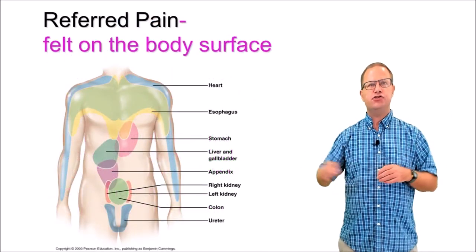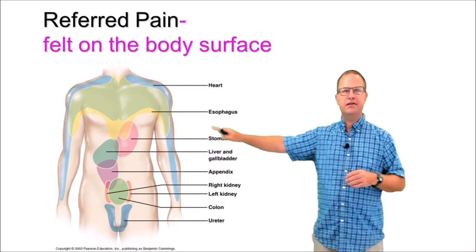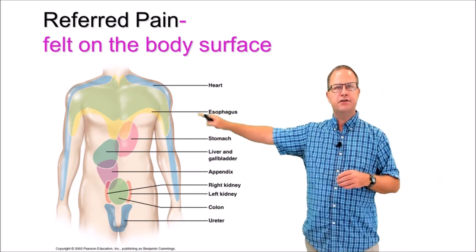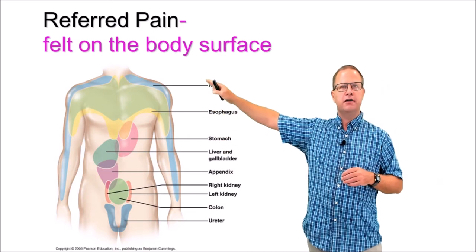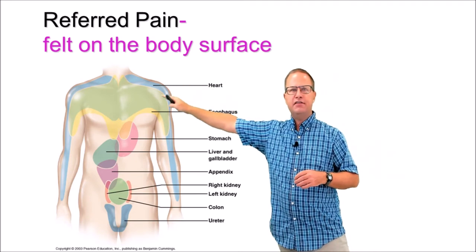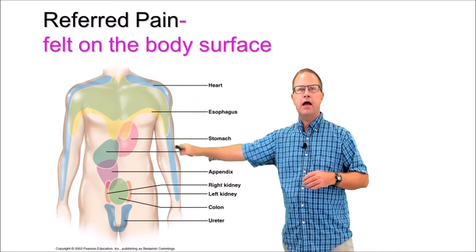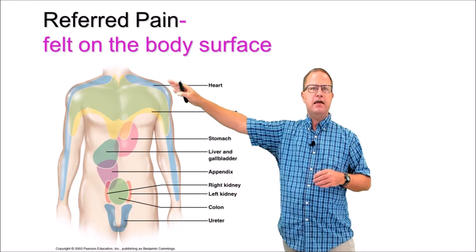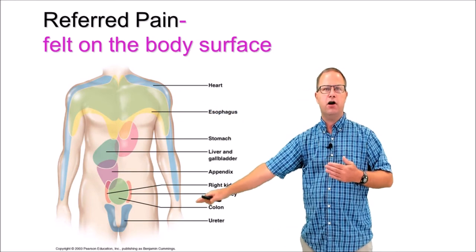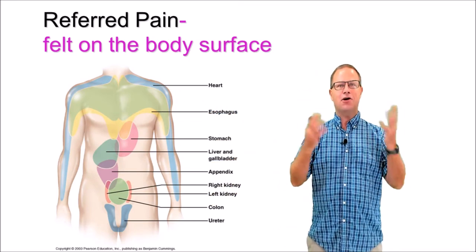So this slide just shows a map of the various pain fields for the different internal organs in the body. So first, let's take a look at the pain field for the heart. The heart is here in blue, and everything that's in blue could be indicating pain from the heart. So if you have pain up here in your chest or pain down in your arm, if you're a guy, that could indicate you're having a heart attack.